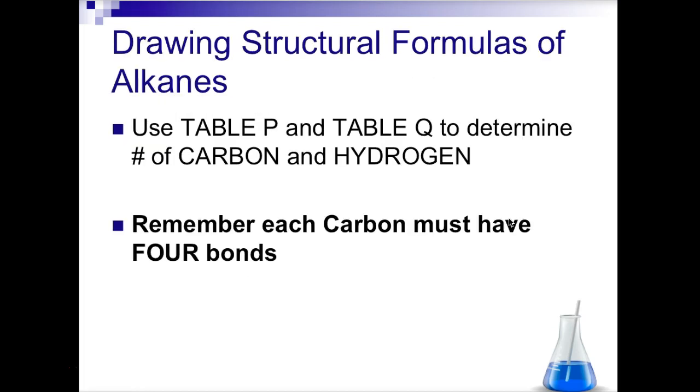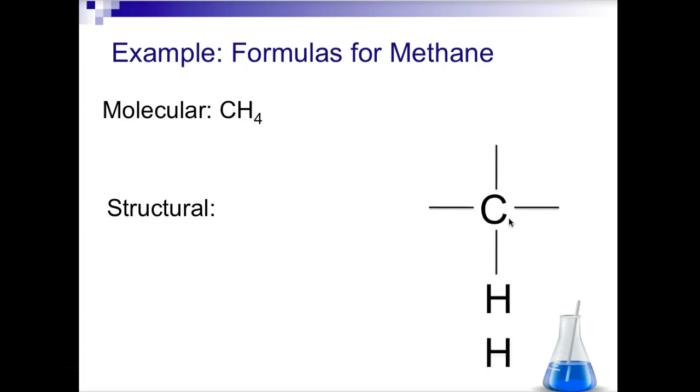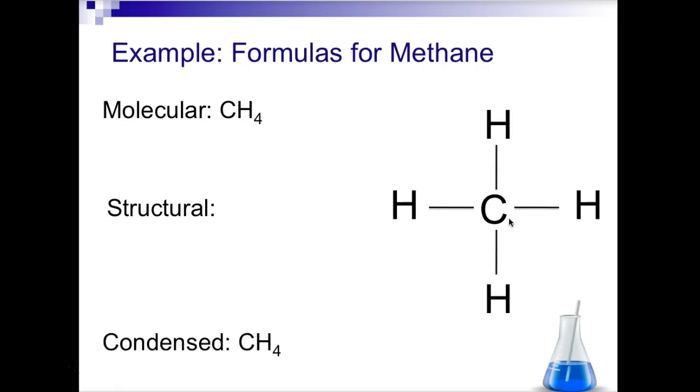So drawing structural formulas for alkanes. You're going to use table P and table Q to determine the number of carbons and hydrogens. And remember, each carbon must have 4 bonds. So, for example, what's the formula for methane? Okay, so we're going to go to table Q. Meth means that you have 1 carbon, and so we have to remember what our formula is going to look like. And so our formula is going to be CH4. The structural formula is going to have a carbon in the middle with the 4 hydrogens around on the outside, because we need 4 bonds, each bond connected to a hydrogen. And then the condensed structural formula is actually going to look just like the molecular formula, which is CH4, because we only have 1 carbon in this case, and we have 4 hydrogens around it.